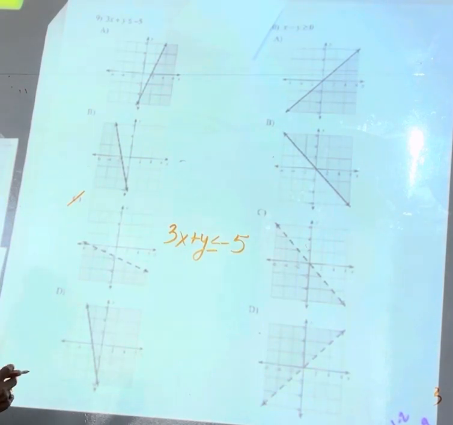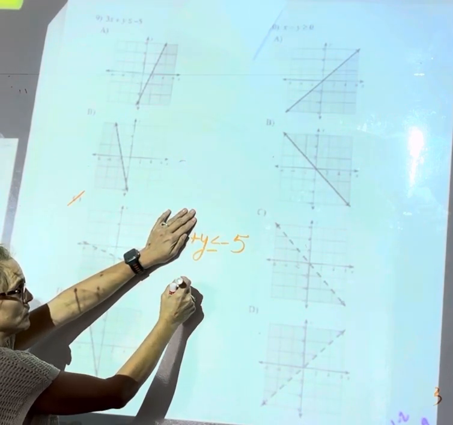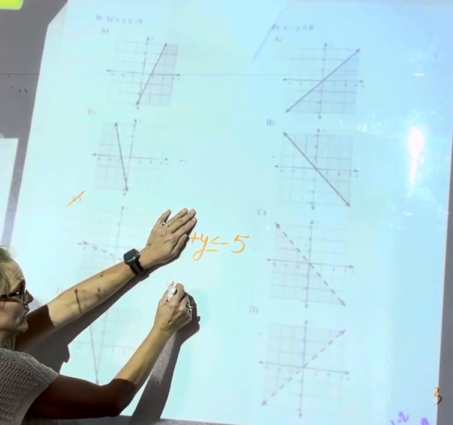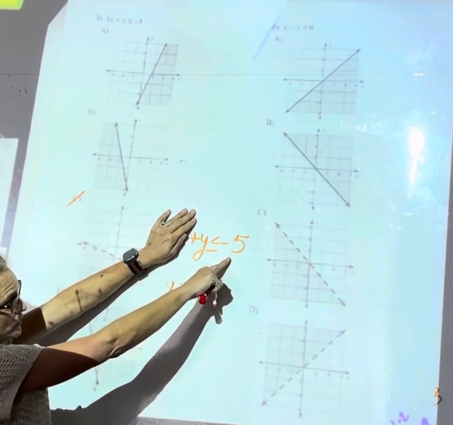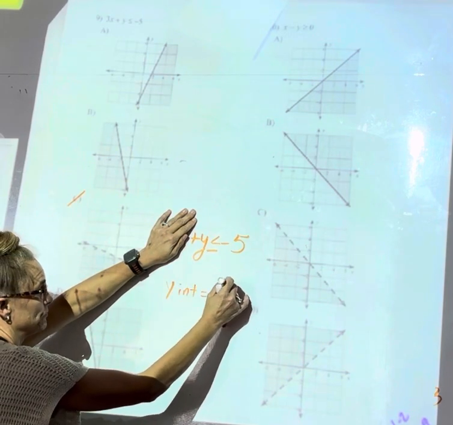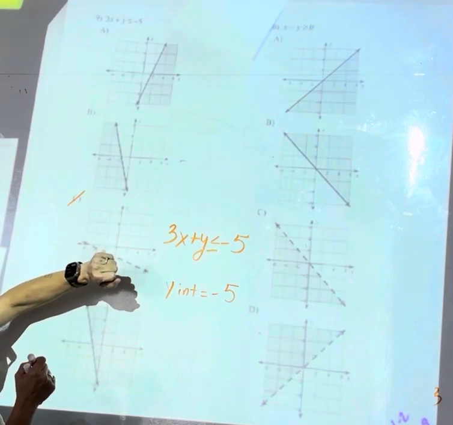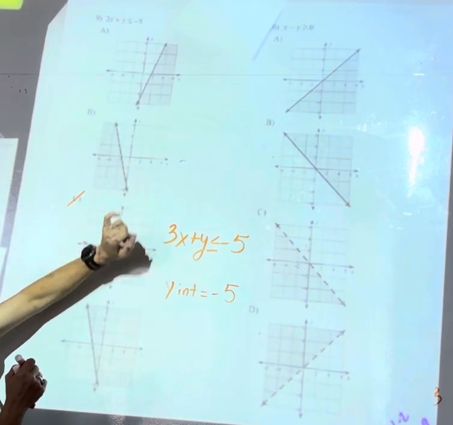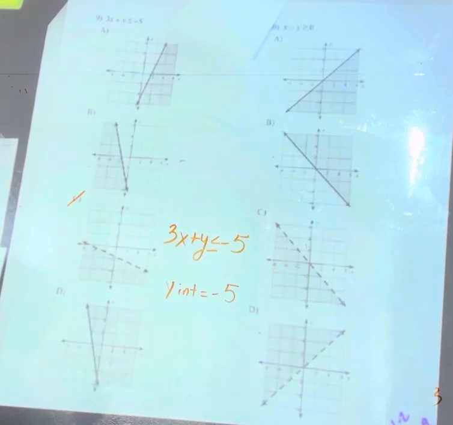A lot of times, just by that information, sometimes you can even get the answer. So if one of them is 0, let's make x 0 first. What's my y-intercept? So that means that my y-intercept is going to equal negative 5. Okay, so that one has a negative y-intercept. That one is not it anyway, so that doesn't help us.